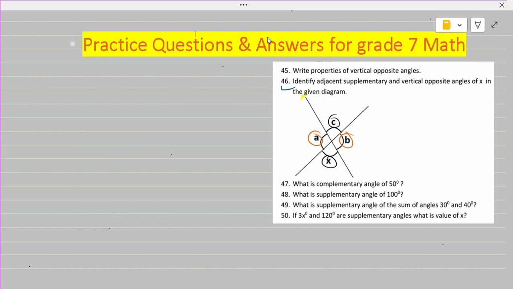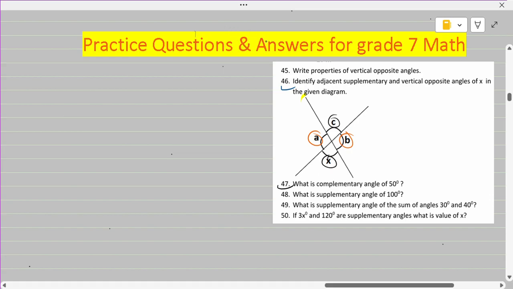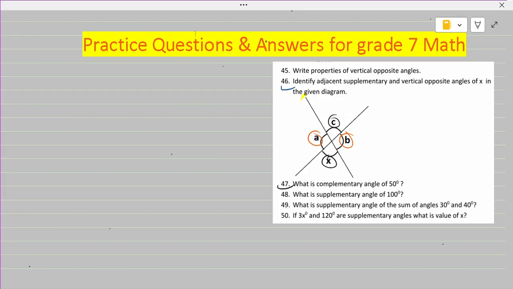Okay, so in 47, what is said? What is the complementary angle of 50 degrees? Complementary angles are those whose sum is 90 degrees. So to find the complementary angle of any given angle, you have to subtract that angle from 90 degrees. So the complementary angle of 50 degrees is 90 minus 50 degrees, so we get 40 degrees.